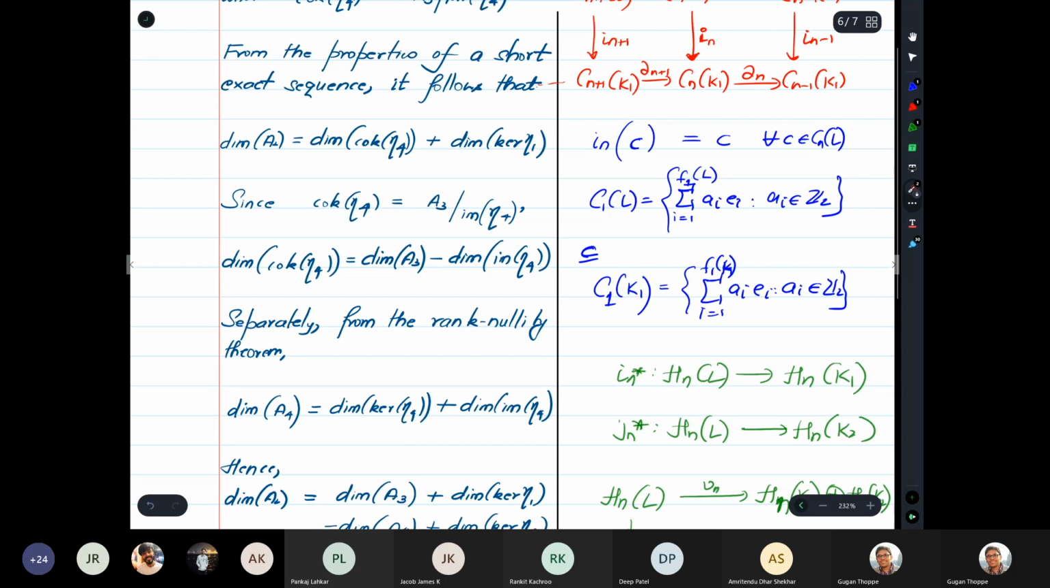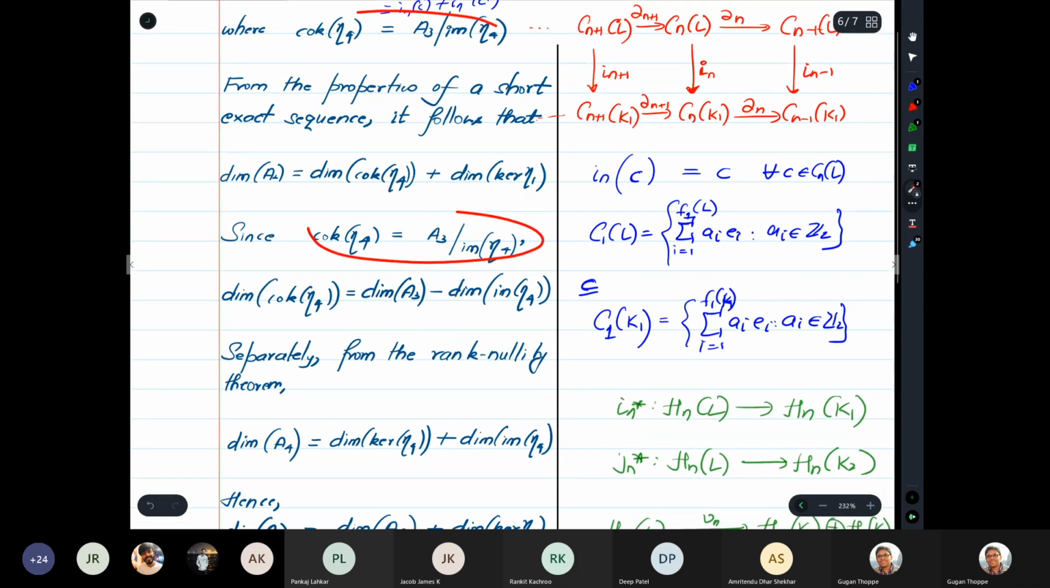And now from the definition of co-kernel of eta 4, which is the quotient of A3 with the image of eta 4, it follows that the dimension of co-kernel of eta 4 must be dimension of A3 minus dimension of image of eta 4. Okay, so this just follows from the definition of co-kernel and the fact that the dimension of a quotient vector space equals the dimension of the original vector space minus the dimension of the vector space with which you are taking the quotient, right?